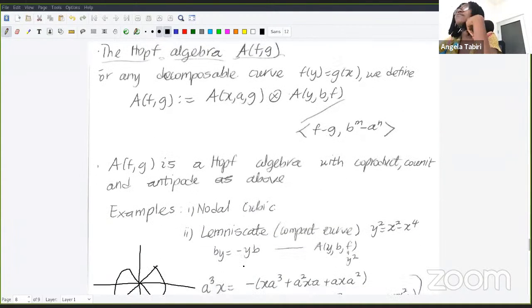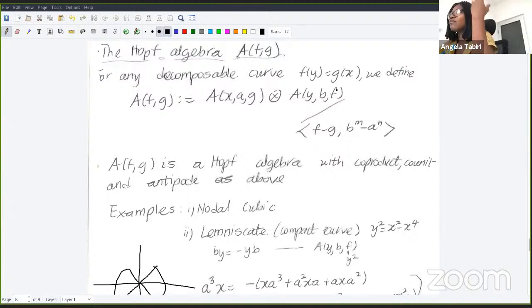Okay, so now we have our Hopf algebra AXAG, but also we can define a similar Hopf algebra for the left-hand side of our decomposable plane curve. So now instead of having X in your construction, replace it with Y. Instead of having A, replace it with B, and instead of having G, replace it with F. So you get these two Hopf algebras.